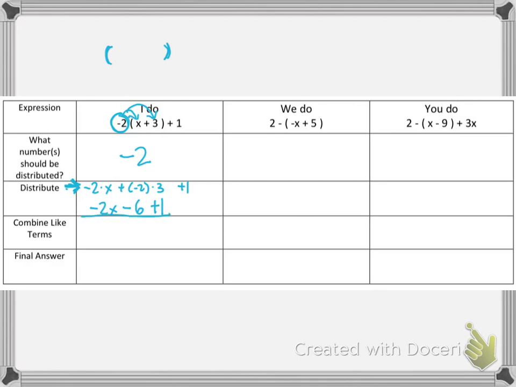All right, combining like terms. Let's see what terms I can combine. Remember, like terms are terms with the same variable with the same powers, or just numbers. So I can combine -6 and +1 to give me -5. So -2x minus 5. And let's go ahead and write that for our final answer.